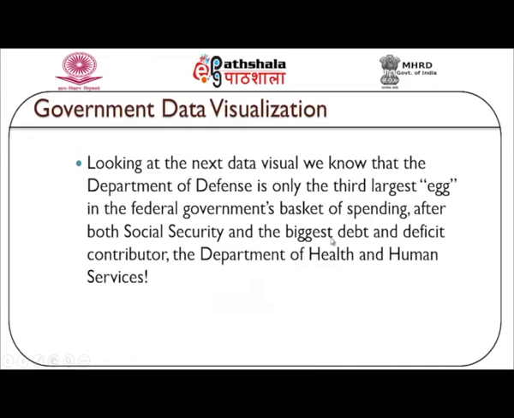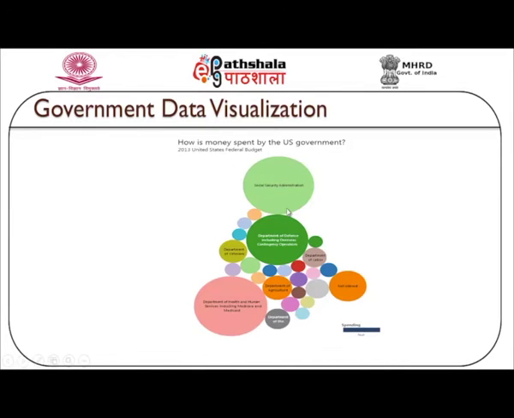Looking at the next data visual, we also know that the Department of Defense is only the third largest egg, which is shown in the form of an egg in the federal government's basket of spending, after both Social Security and the biggest debt and deficit contributor, the Department of Health and Human Services. So this is an egg diagram which represents how the money is being spent by the US government.